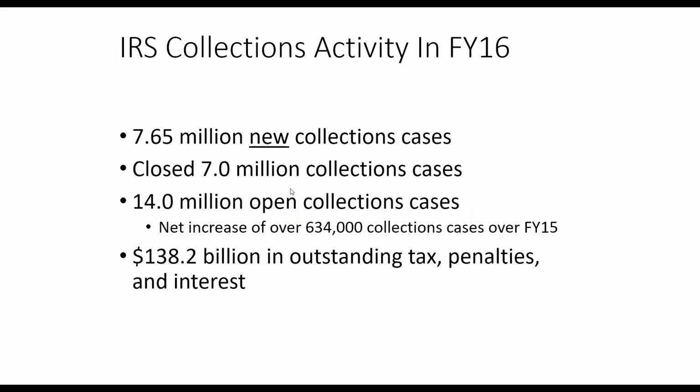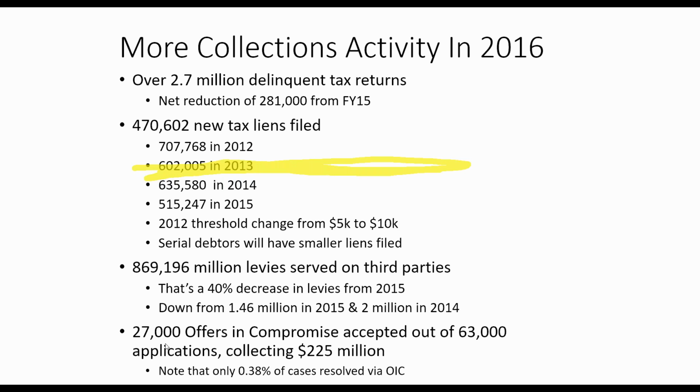The key point here is 27,000 offers accepted out of 7 million collections cases that were closed out. That, I think, is pretty important. So again, 7 million collections cases closed out. I've never used the highlighter before. I didn't know that worked. So compare that to the 27,000 offers that were accepted. That is a 0.38%. Less than 0.5% of tax debt cases are resolved through a reduced settlement.